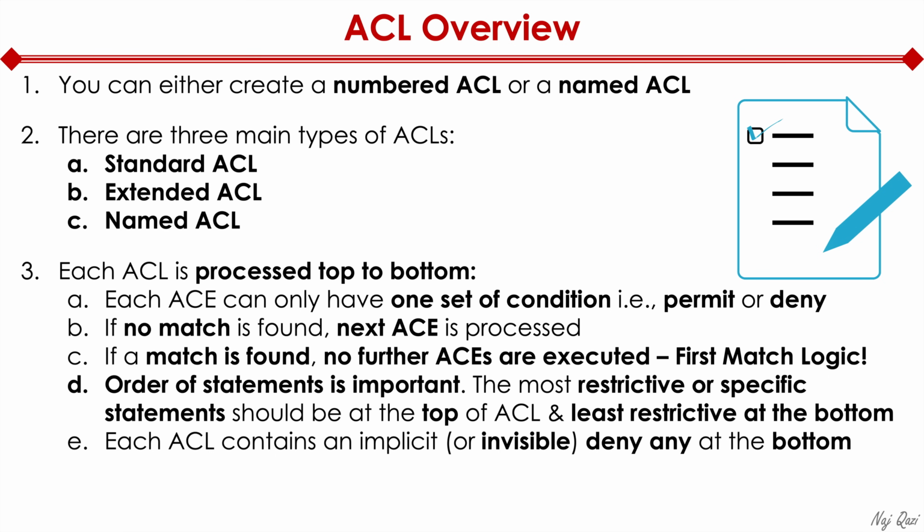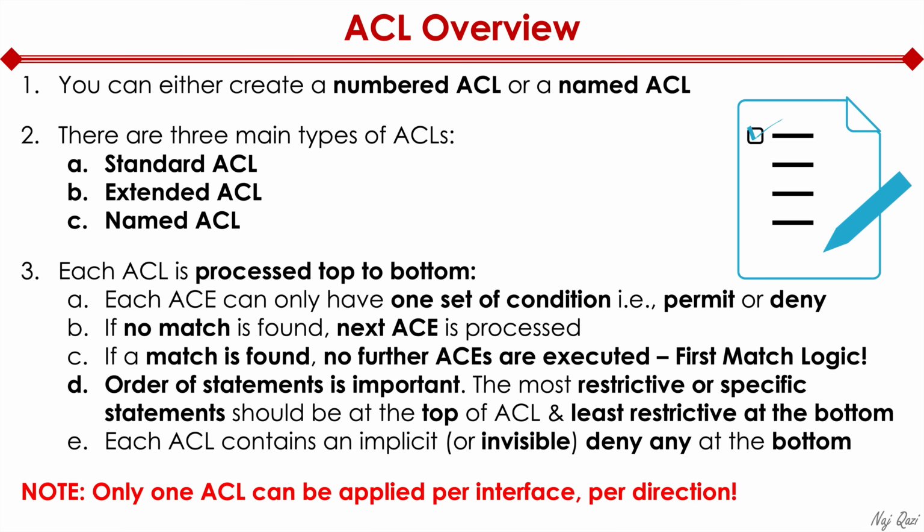Each ACL contains an implicit or invisible deny any at the bottom of the list. So this is a big gotcha. And one important thing to note is only one ACL can be applied per interface per direction.